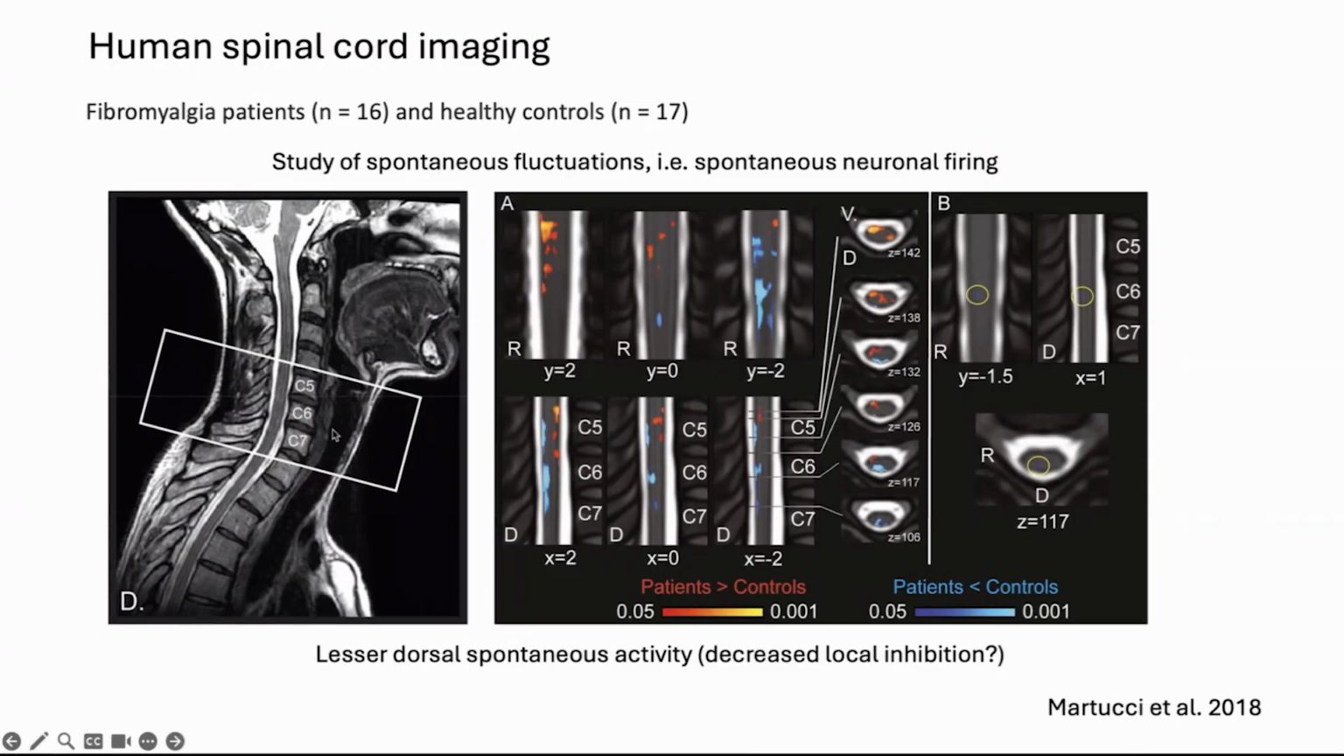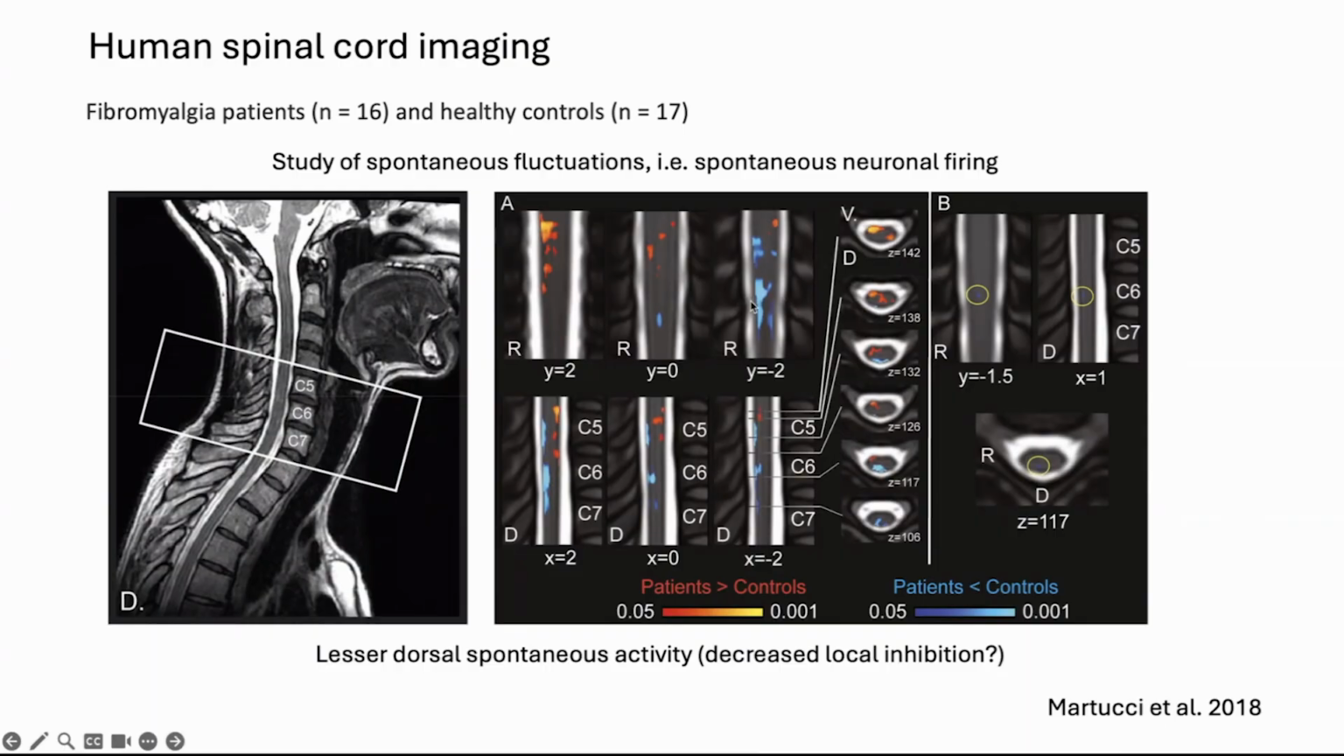You are actually looking at a specific MRI protocol that assesses spontaneous neuroactivity within the spinal cord, here at C5, C6, and C7. What they do is compare spinal cord activity, not brain, between patients with fibromyalgia and healthy controls. And what they found was that fibromyalgia patients showed lower spontaneous activity within the dorsal horn of the spinal cord, here in red and orange, and higher spontaneous activity in the ventral portion of the spinal cord, here in blue.